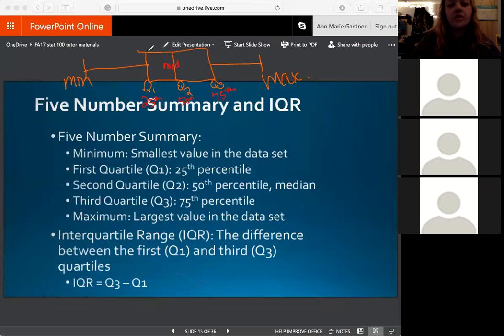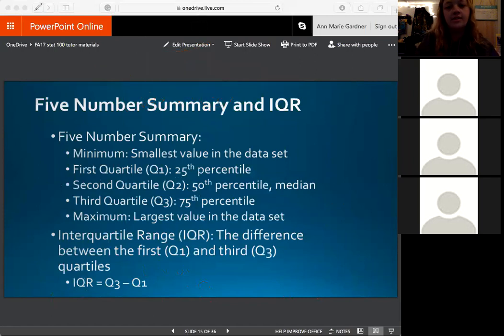And then our interquartile range. So our range in general is just our maximum minus our minimum. So that's showing you that entire range on that box plot. But our interquartile range is exactly what it sounds like. It's the range within your quartiles. So it's technically showing you the range within here. So you just do your Q3 minus your Q1 in order to get that IQR. So that's a good way to describe our data and summarize it.